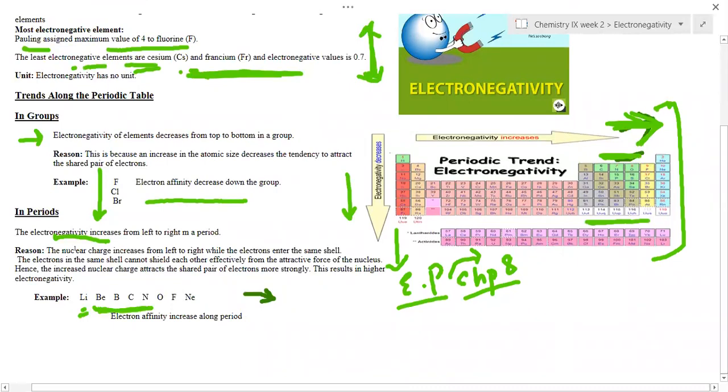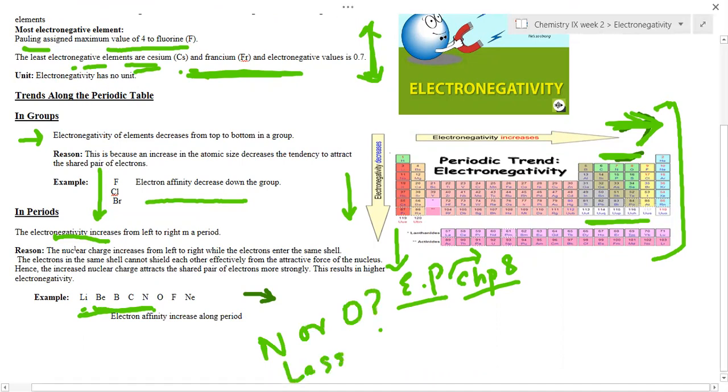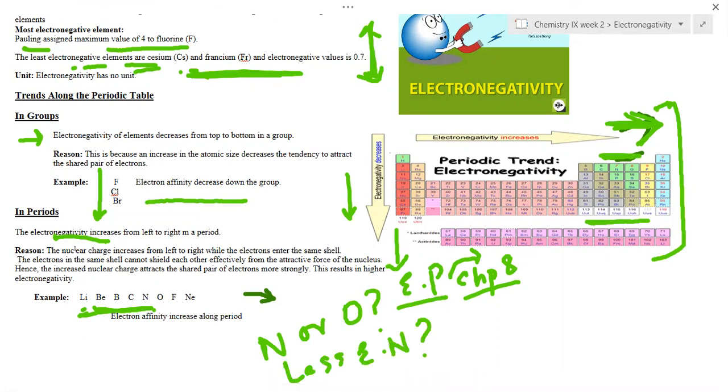See the example of electronegativity that increases from left to right. Once again, you may be asked to compare any two elements. For example, nitrogen or oxygen, which one is having less electronegativity? They may give you less electronegativity to confuse you. This time the answer is nitrogen is having less electronegativity, because when we move towards the right side, electronegativity increases. So nitrogen is more towards the left side, so nitrogen is less electronegative as compared to oxygen.